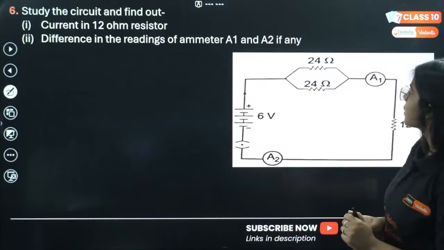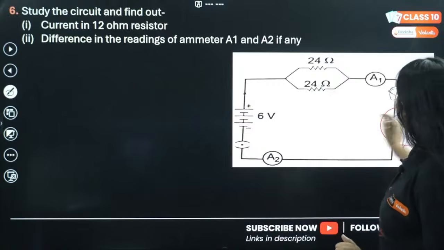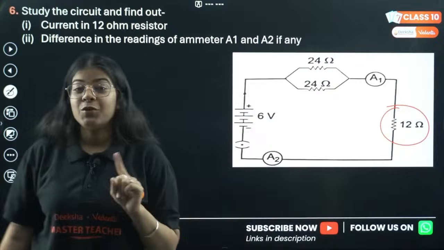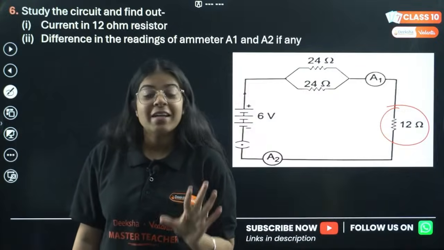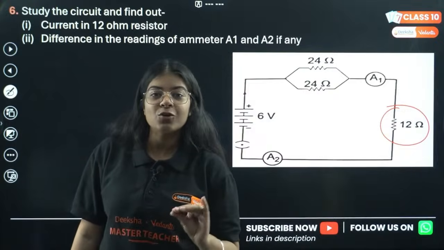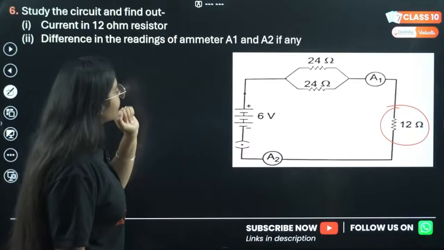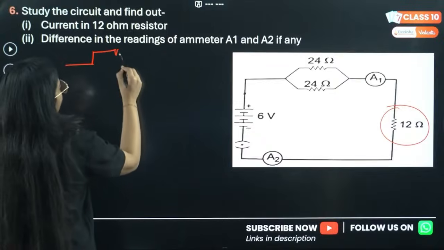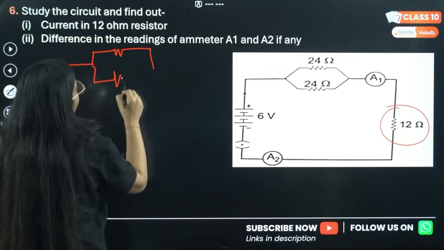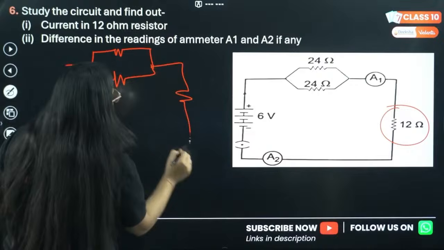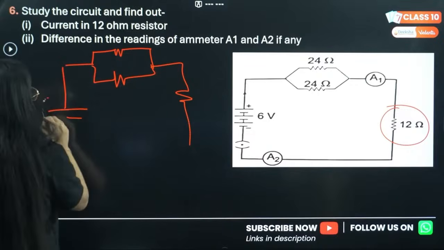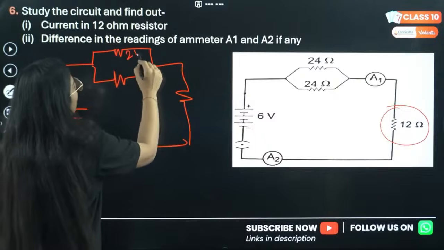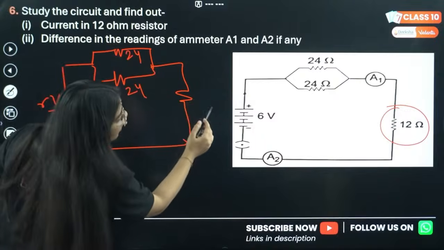The first is the current in 12 ohm resistor. But don't fool us, CBSE. We know the first thing we need to do to calculate current is to find the equivalent resistance. So this is my, let's remake the circuit. This is 6 volt. And okay, so this is 24 and this is what, 12.